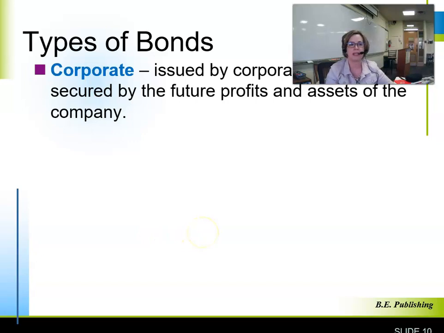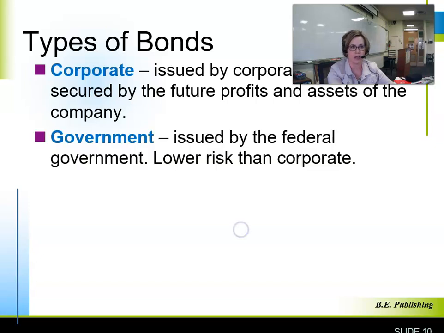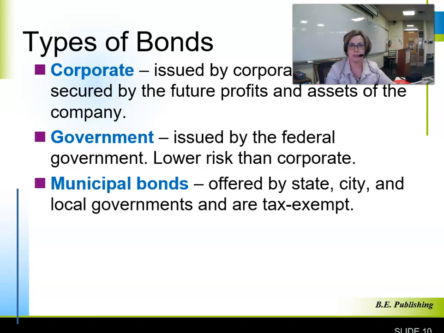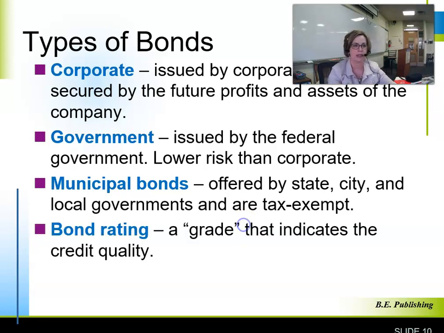So many different types of entities will issue bonds. Corporations issue bonds, and those bonds are secured by the future profits and the assets of the company. Government bonds are issued by the federal government, and those are lower risk relative to corporate bonds. Municipal bonds are bonds that are offered by state, city, and local governments, and those bonds are usually tax exempt.